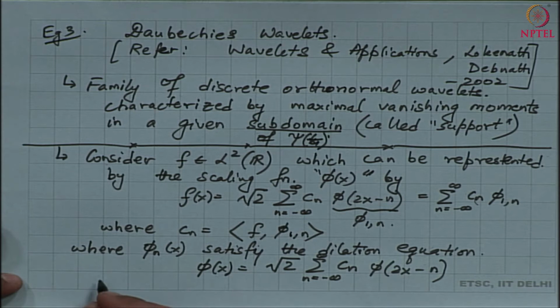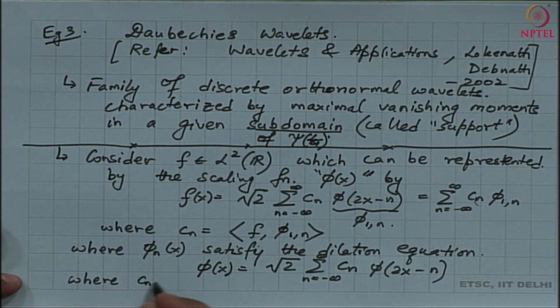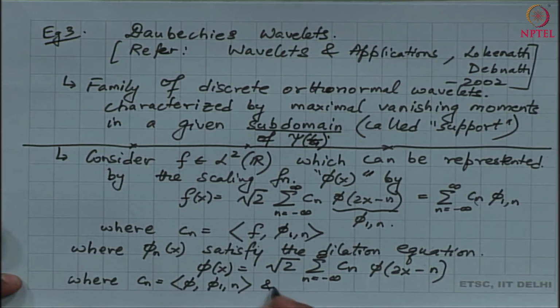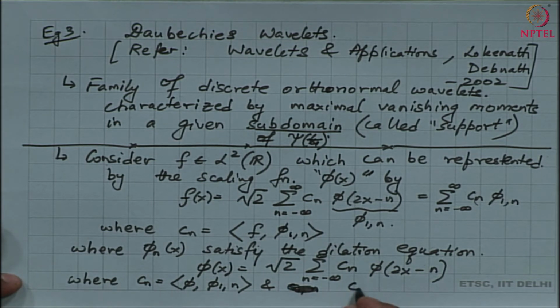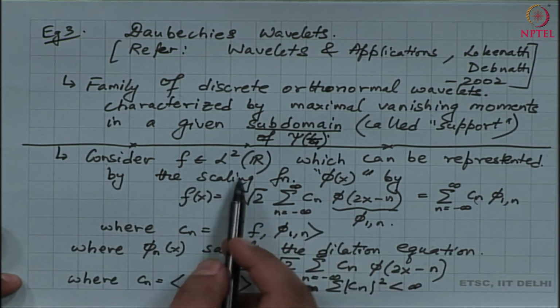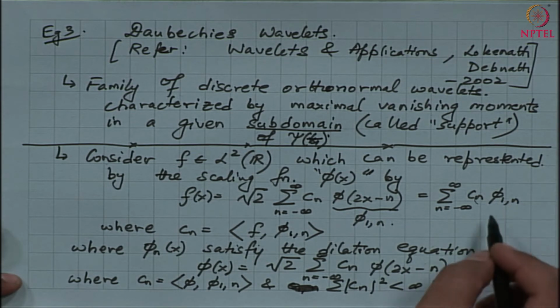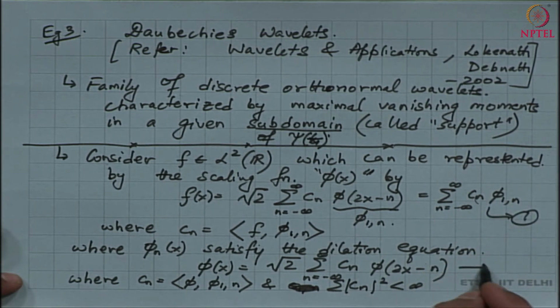Okay, so this means that I know that my C n's, the coefficients C n, are the inner product of phi with phi n comma 1, and the coefficients are such that the square sum of these coefficients is finite. So, essentially I have described my scaling functions so that they are under this class of square integrable functions. Okay. So, my C n's can be appropriately retrieved from this inner product. Okay. So, let me call this definition of phi by 1 and let me call this dilation equation by 2.